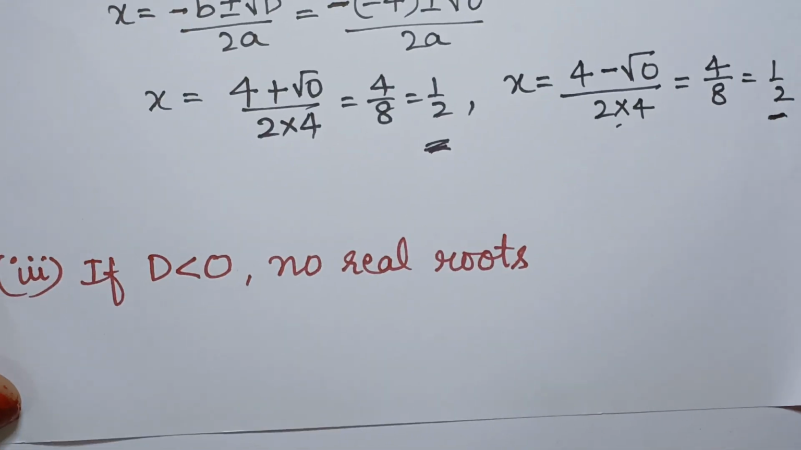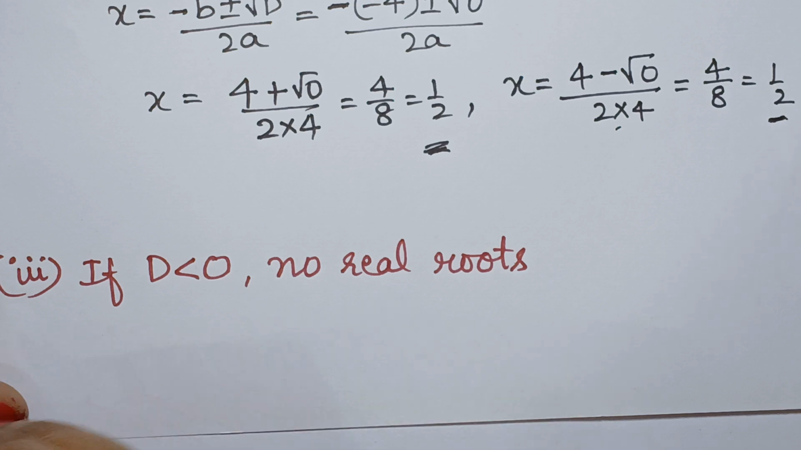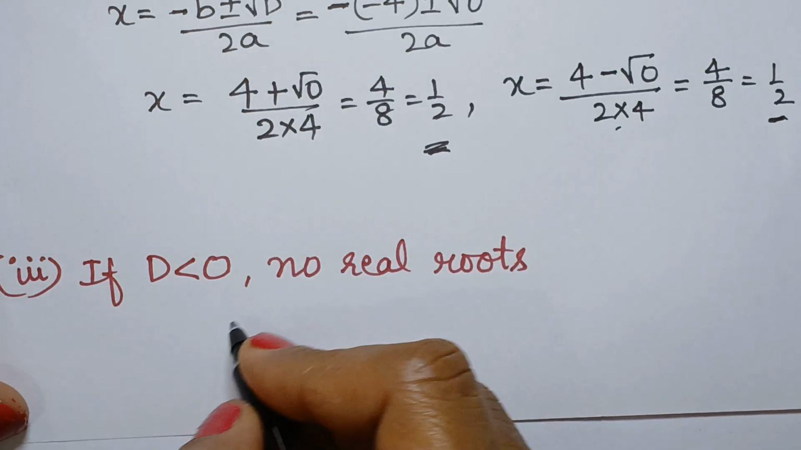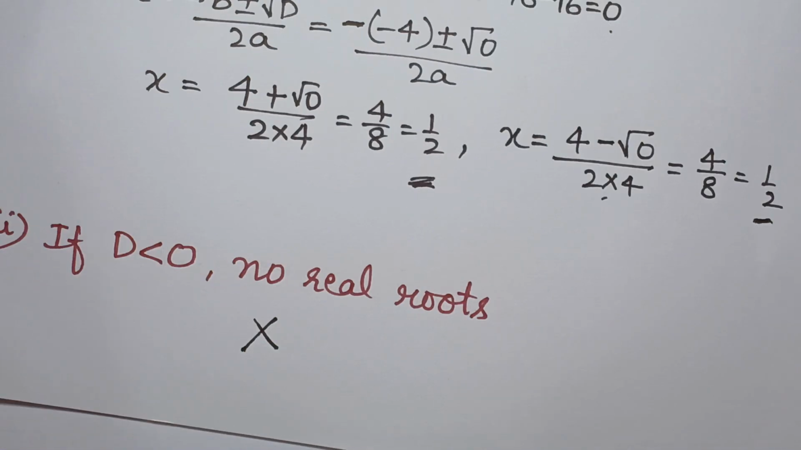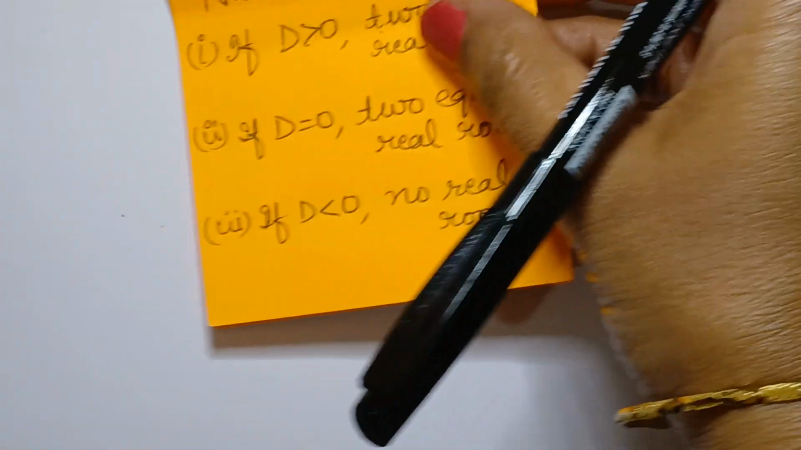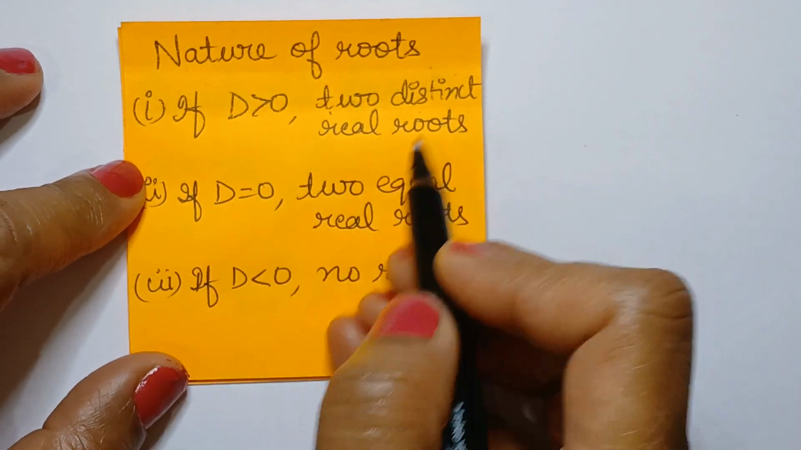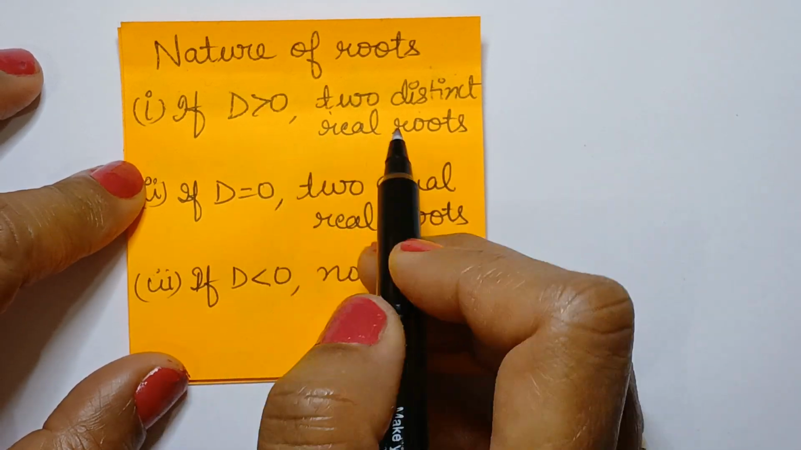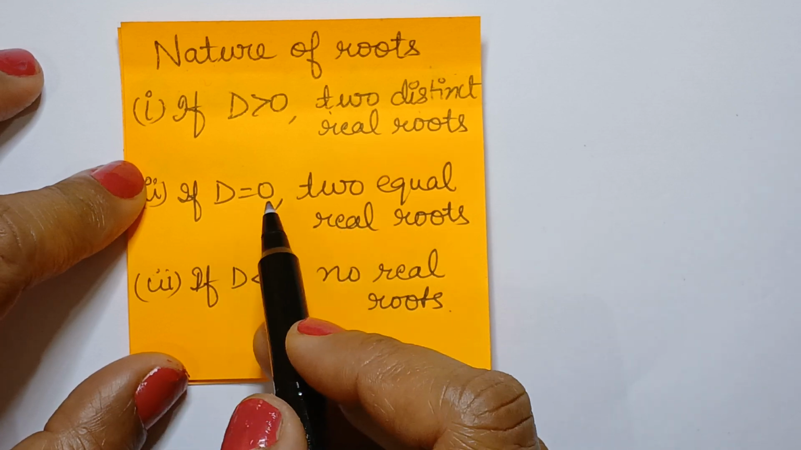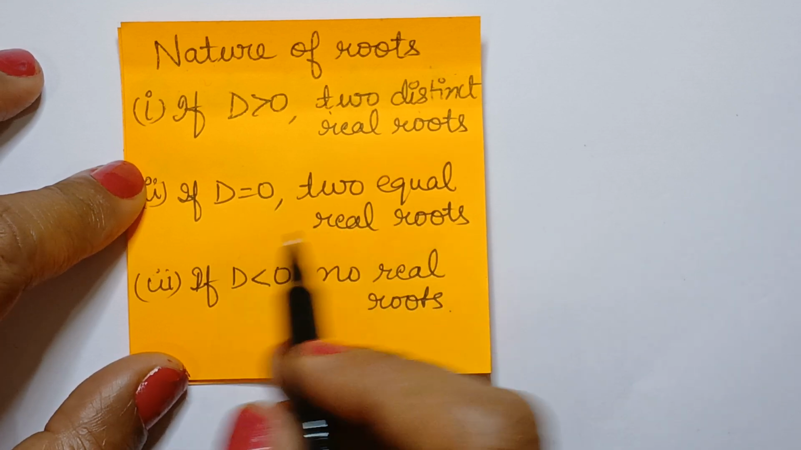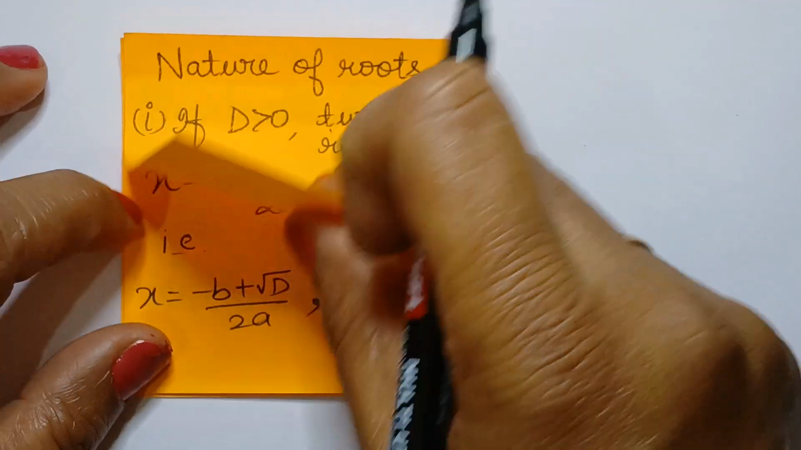Now the third type is if D is less than 0. If D is less than 0, we will not have any real roots. We will just write no real roots and we cannot find the roots in this case. So what we have learned are three types. The first is, if D is greater than 0, we will have two distinct real roots. It means the value of x will be different in both the roots. If D is equal to 0, we will have two equal roots. It means the value of x will be the same. If D is less than 0, we will not have any real roots.